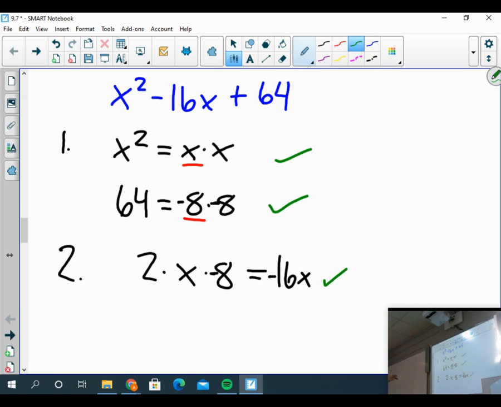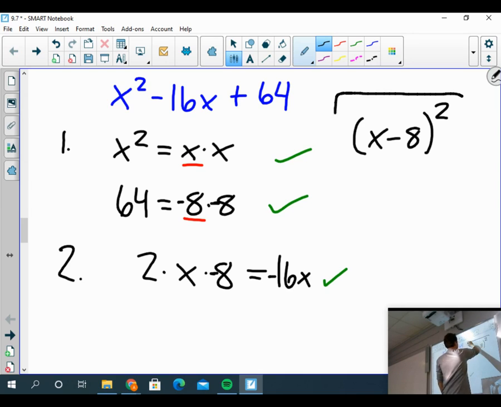I need it to be negative 8 and negative 8 so that not only is my last term satisfied, but I also get the middle term I'm looking for. So this is a perfect square trinomial. Criteria are met. So I take one factor from my first term and one from my last, and I get x minus 8 squared.